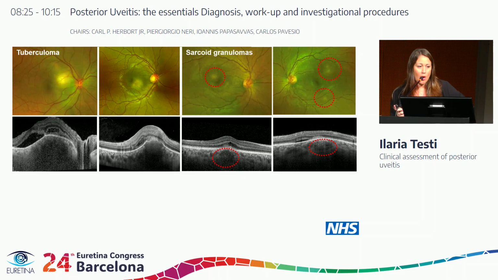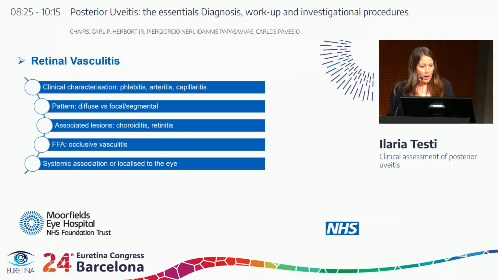You can see TB granuloma on your left, with full thickness on the OCT scan with secondary retinal involvement, while the sarcoid granuloma are usually smaller, not full thickness, and they are not associated with secondary retinal involvement. Okay, so we have seen retinitis, we have seen choroiditis.